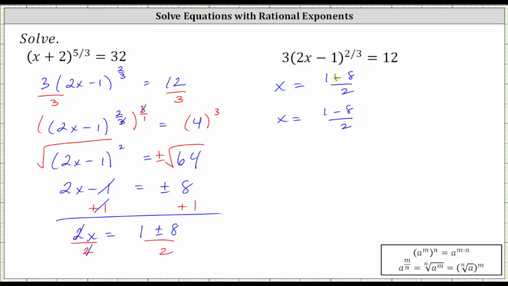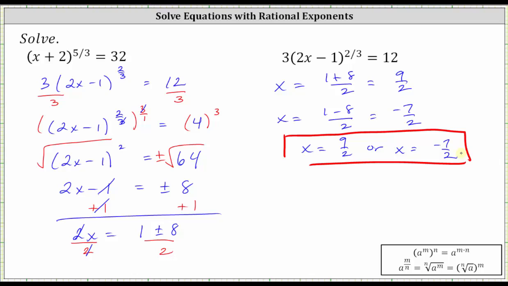Simplifying, 8 plus 1 is equal to 9. We have x equals 9 halves. And then for the second solution, 1 minus 8 is negative 7, giving us x equals negative 7 halves. So for this equation, we do have two solutions. We have x equals 9 halves or x equals negative 7 halves. And again, let's go ahead and verify these solutions by substituting 9 halves for x and negative 7 halves for x.